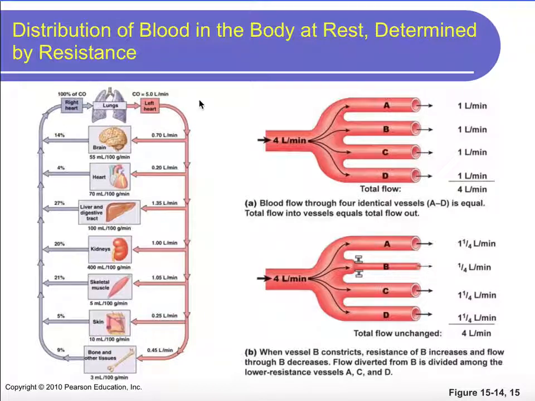Now, why is it so important to be able to regulate blood vessel diameter or radius? It's because, again, it has a fourth power influence on resistance. So it has a huge influence. And so when we need to redirect blood flow, this is how we would do it. We would vasoconstrict areas where we would want less blood to go, and we would vasodilate the areas where we want more blood to go.